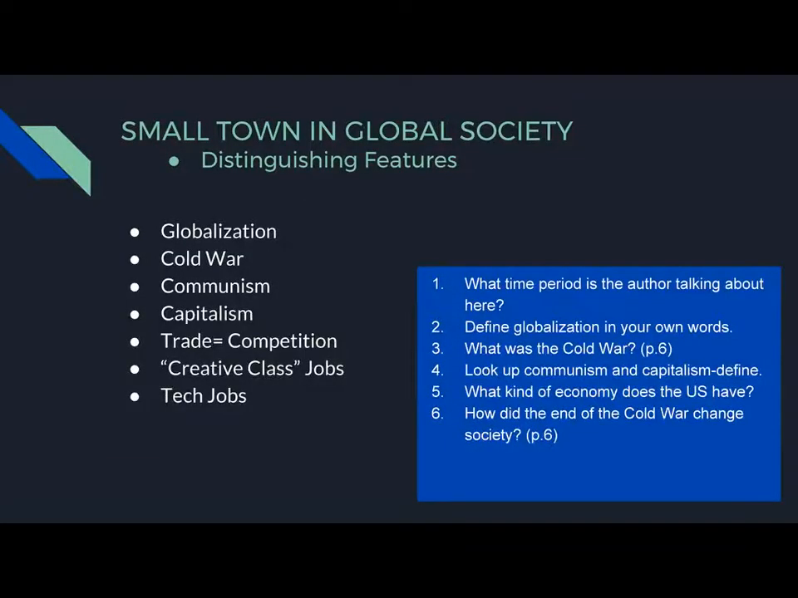So on to the next section of the book, which is small town and global society. And then we're also going to look at the distinguishing features of the global society. So he defines globalization very simply as the internationalization of markets. So what does that mean?